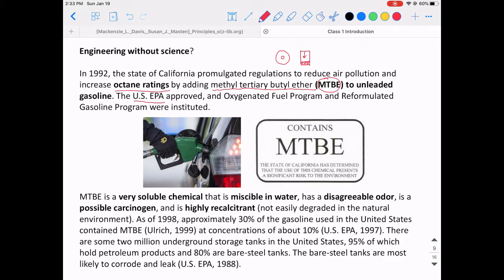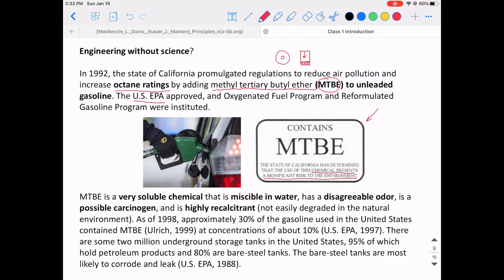But nowadays, if you go to California, you're going to see these signs here. It says "contains MTBE." The state of California has determined that the use of this chemical presents a significant risk to the environment. So what happened?